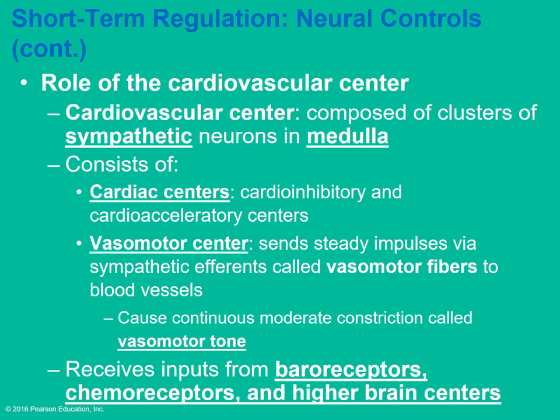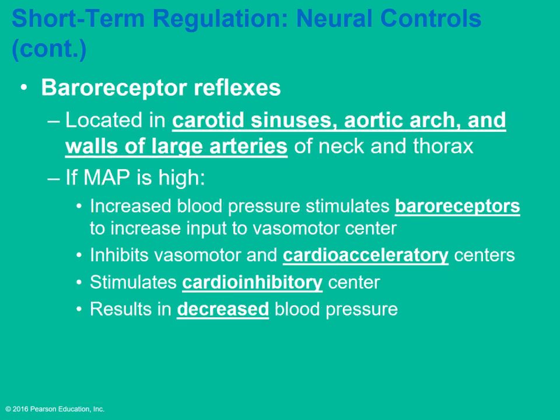So the cardiovascular center is involving the sympathetic neurons, where basically it's getting input from the baroreceptors and the chemoreceptors and also the higher brain centers. The baroreceptors, these are located in the carotid sinuses, the aortic arch, and the walls of your larger arteries in the neck and the thorax. So if the mean arterial pressure is high, increased blood pressure is going to stimulate these baroreceptors, and that's going to send the information to the various centers of the brain, stimulate them, and basically send the message, pressure is too high, we need to decrease it.